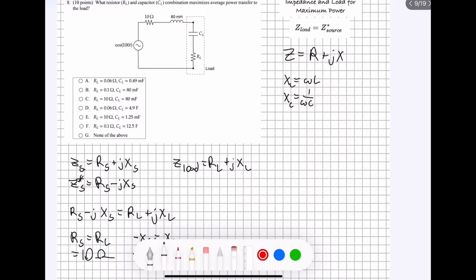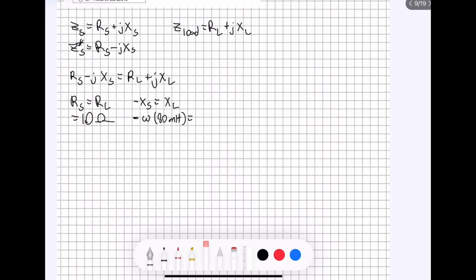and then we're also given, right here, omega is equal to 100. So negative 100 times 0.08. If you do that math, you're going to get negative 8. So the reactance of the load is equal to negative 8.